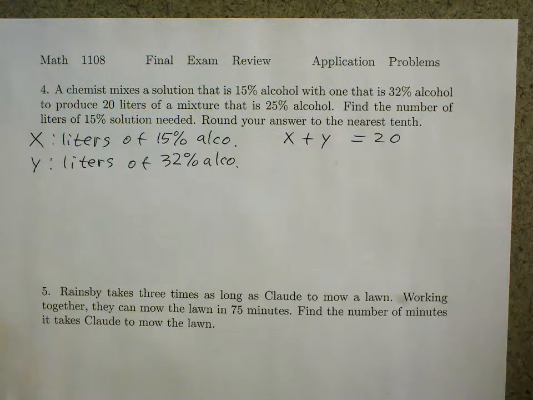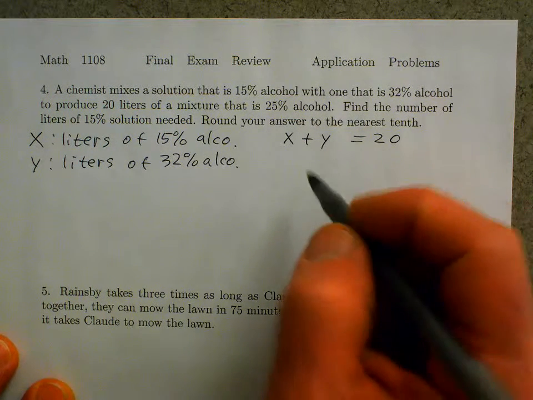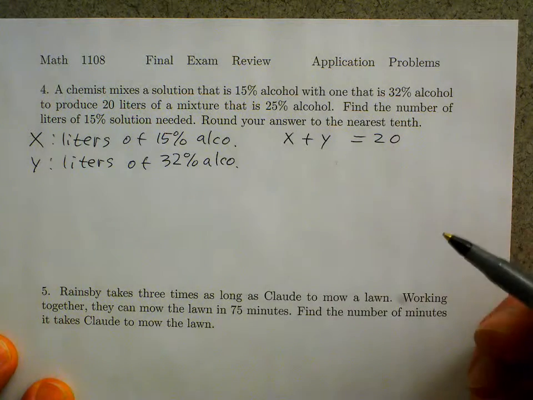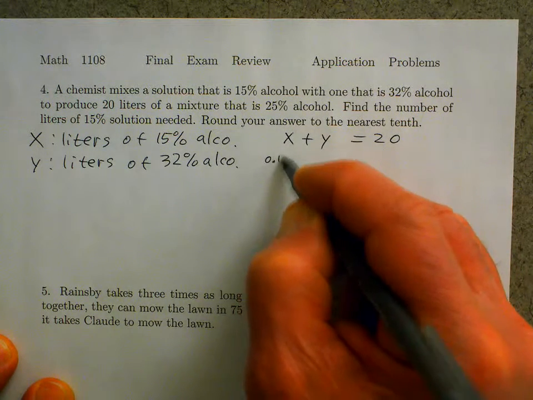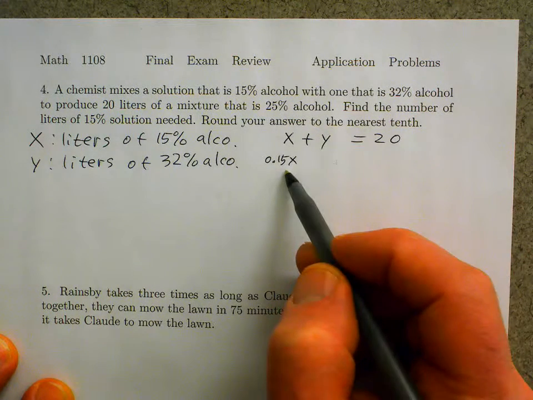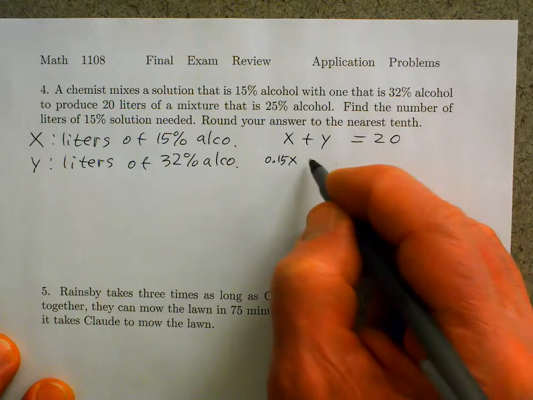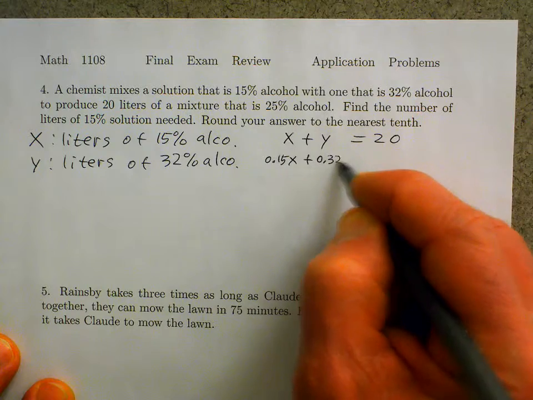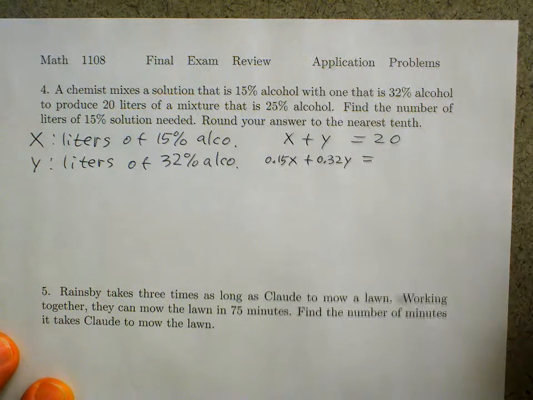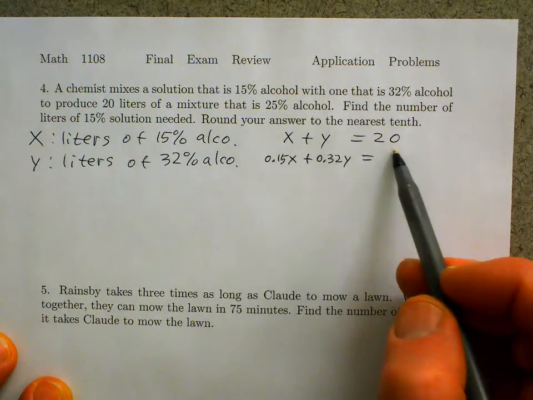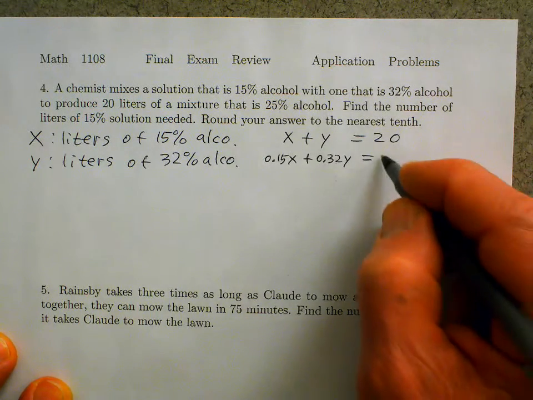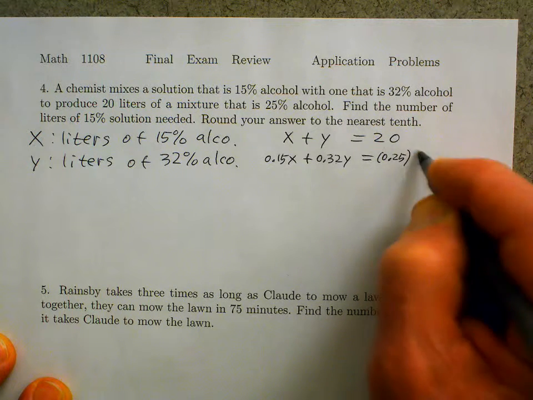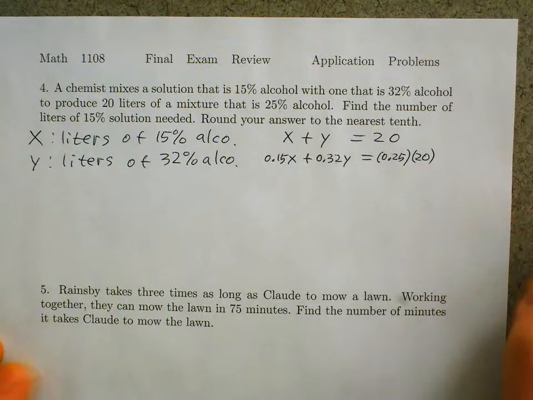And then in the next equation, we write down terms involving the percentages. Okay, so since x liters is 15% alcohol, 0.15 times x represents the amount of pure alcohol. And then y liters is 32% alcohol, so we multiply 0.32 times y. The mixture is 25% alcohol, so 20 liters, that's 25% alcohol, has 0.25 times 20 liters of pure alcohol.